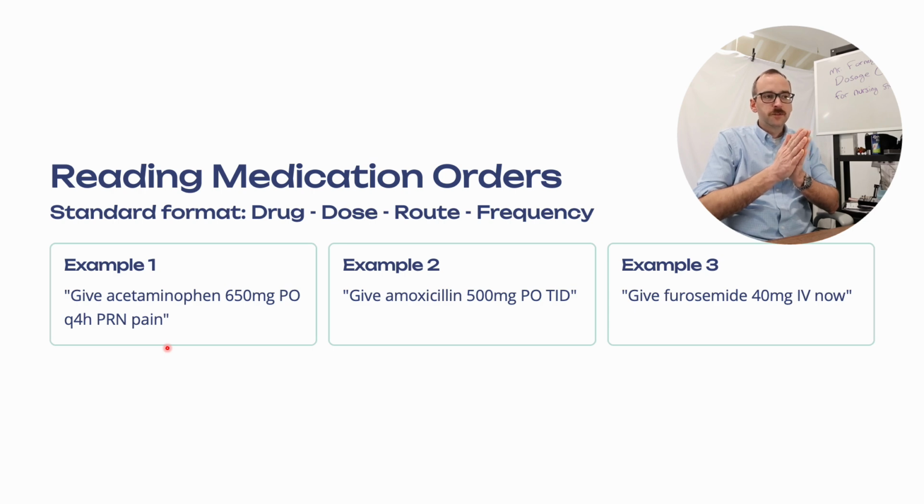Our next example, give amoxicillin 500 milligrams PO TID. So amoxicillin is my drug, 500 milligrams is my dose, PO means by mouth, TID means 3 times a day. So the medication math doesn't even need most of that. The medication math really just needs the 500 milligrams.